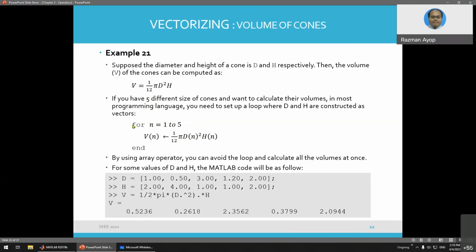This one is for chapter 4. But the advantage of using MATLAB is that it has array operation. Instead of using a for loop, which can be a computational burden and can be quite slow, MATLAB has the array operation, so you can just put the diameter and height for each calculation that you want.